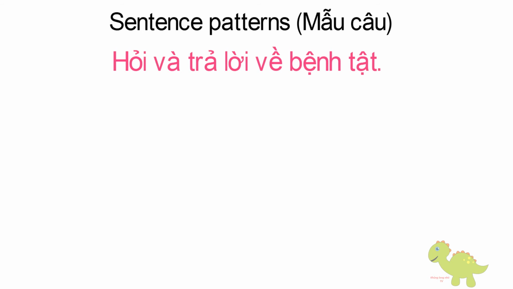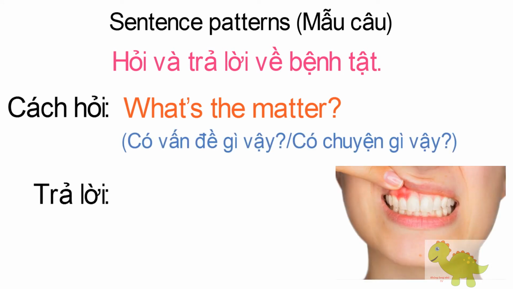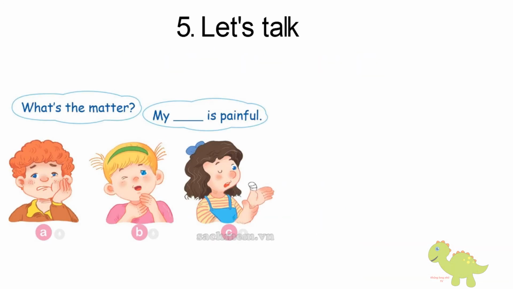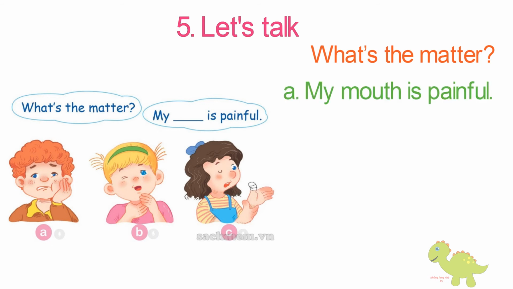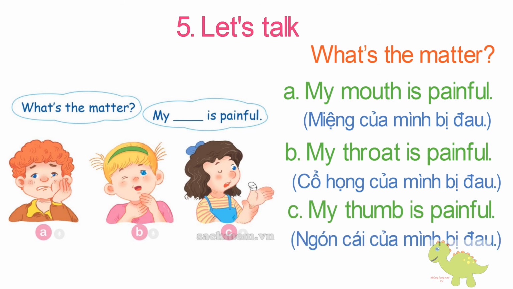Sentence patterns. What's the matter? My tooth is painful. Five. Let's talk. What's the matter? A. My mouth is painful. B. My throat is painful. C. My thumb is painful.